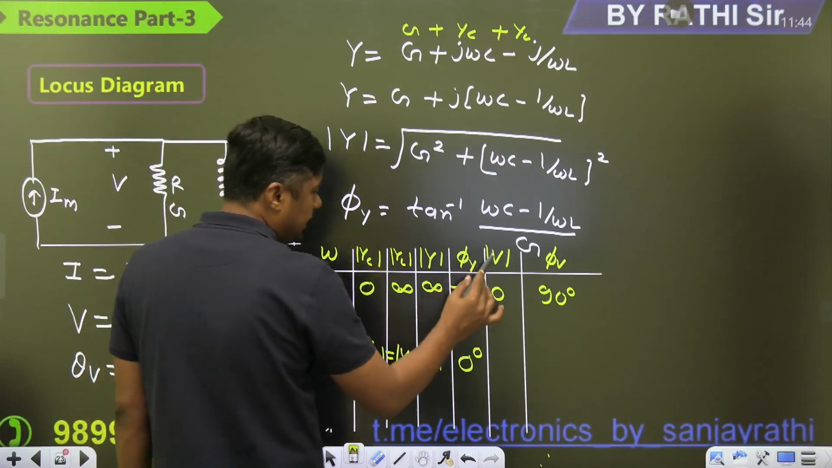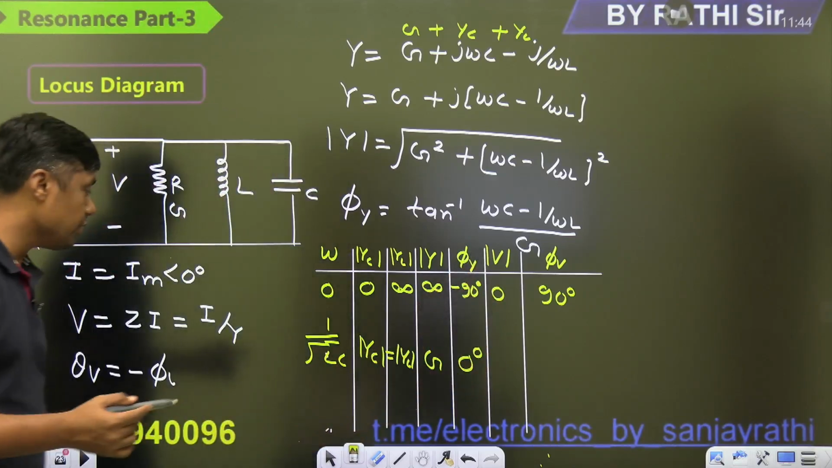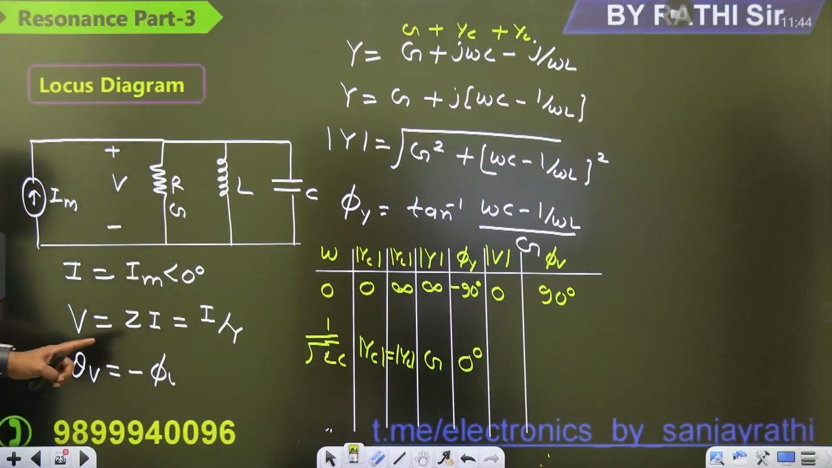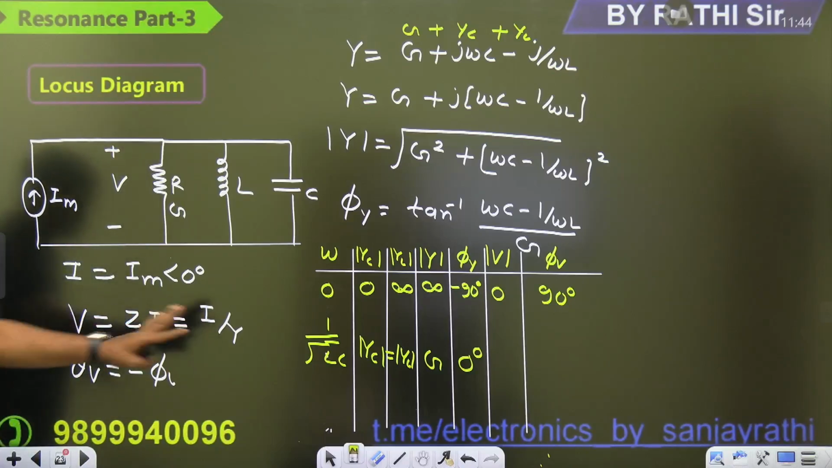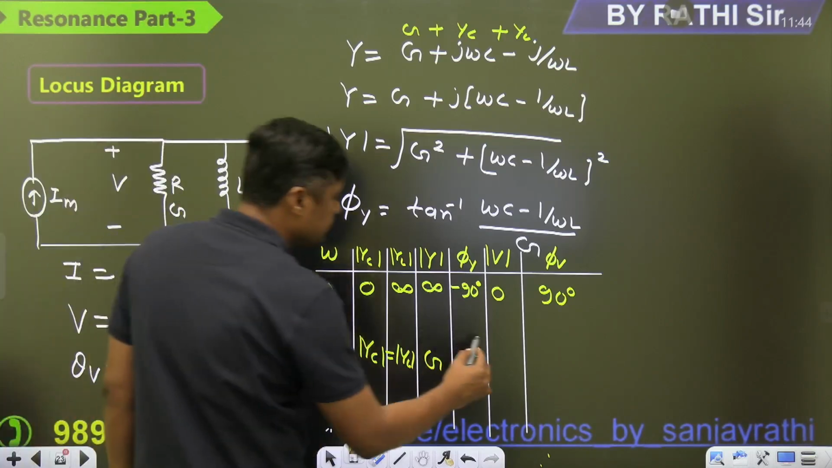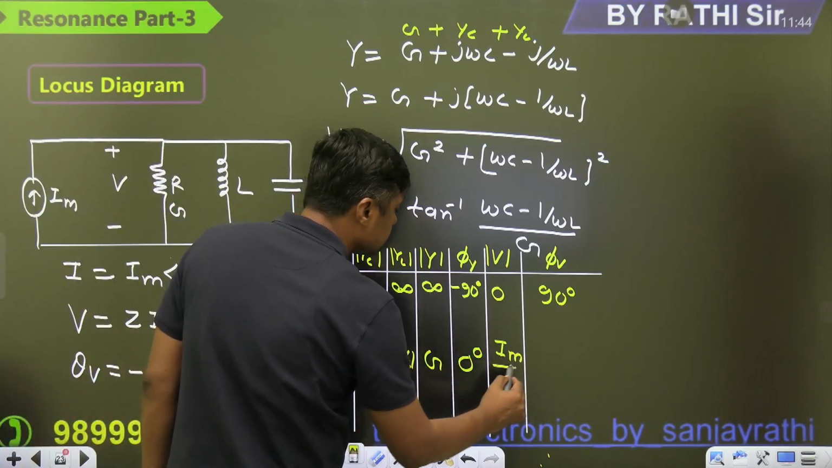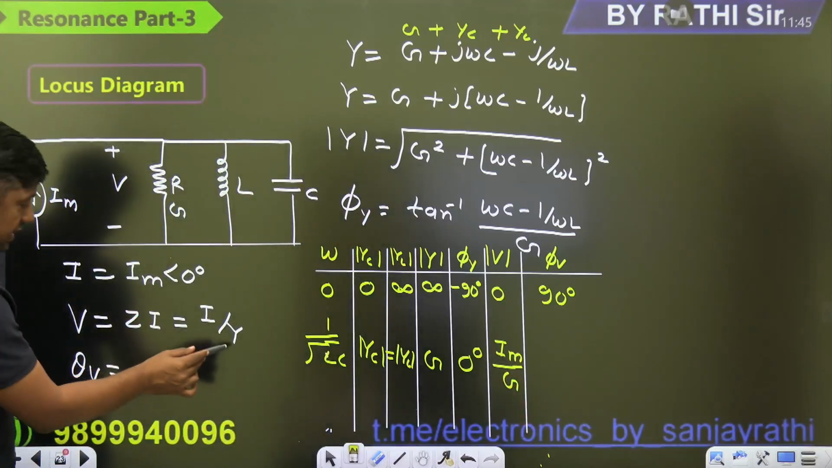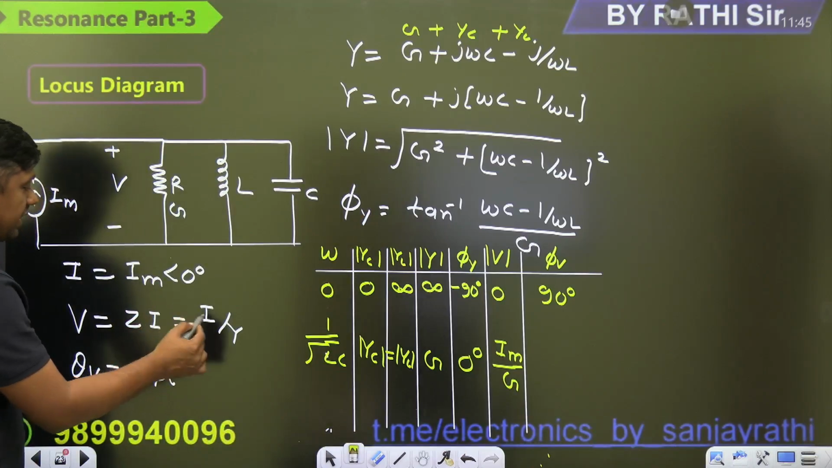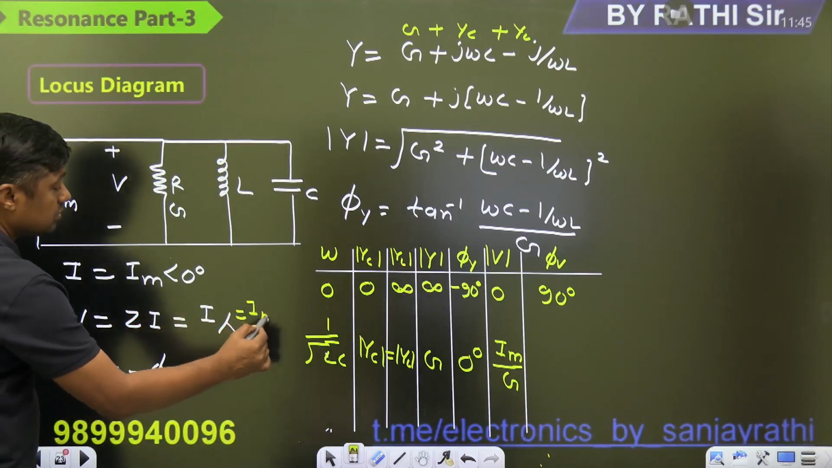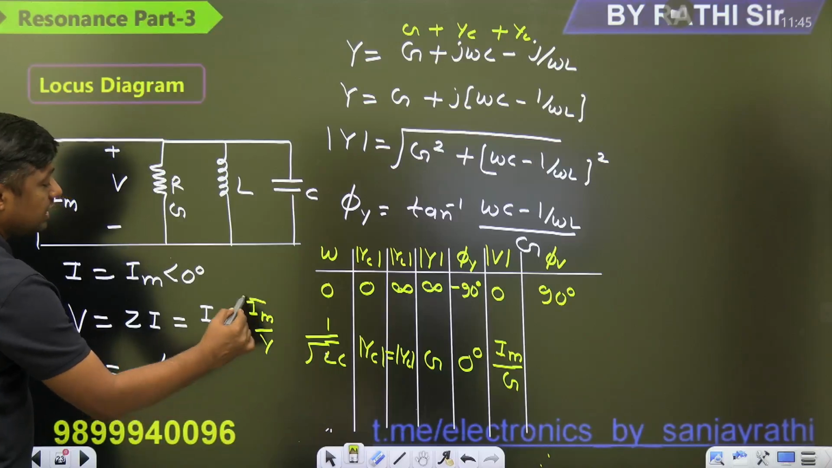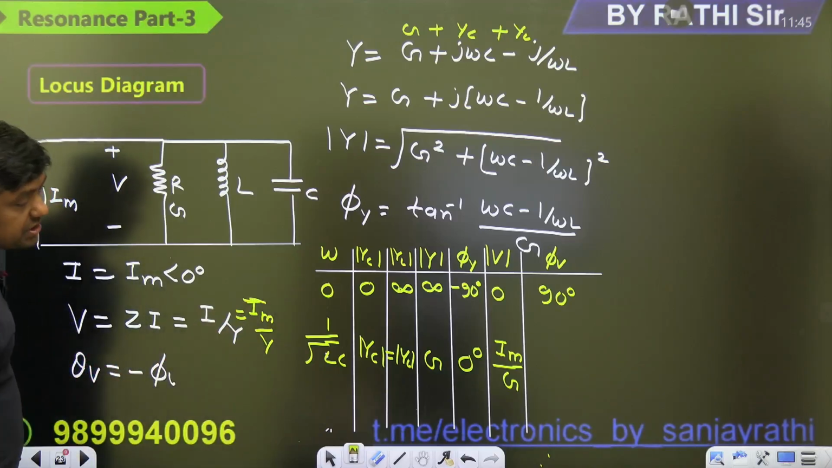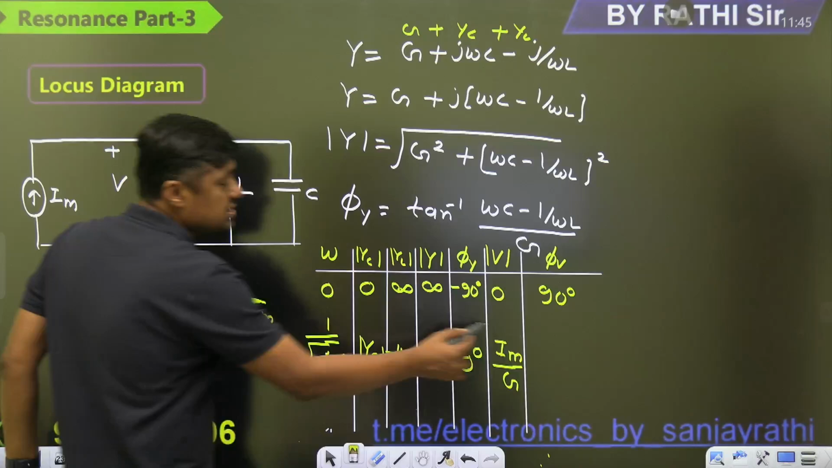And we are getting what? V maximum, because G is minimum. What is this? I by V, I m by G, because Y is G, and what is the maximum value of I? I m. Angle is 0. So Im by G is the maximum value of the voltage. And what is the angle? 0.